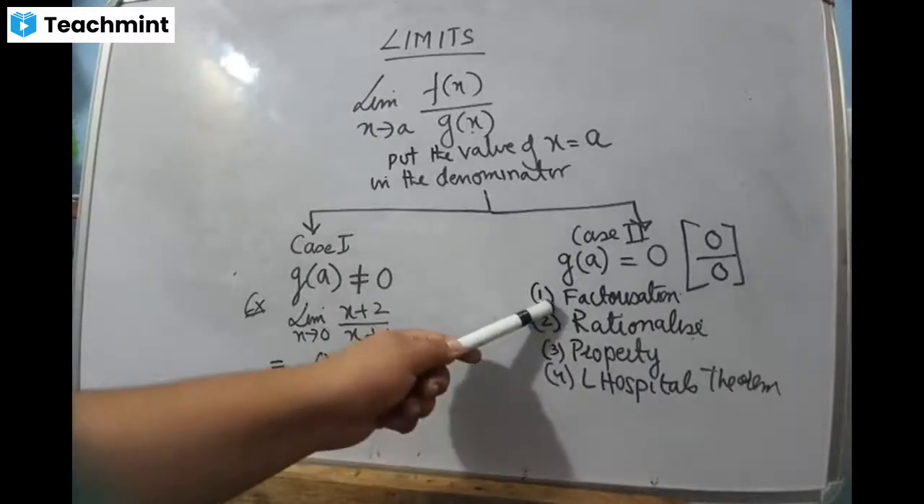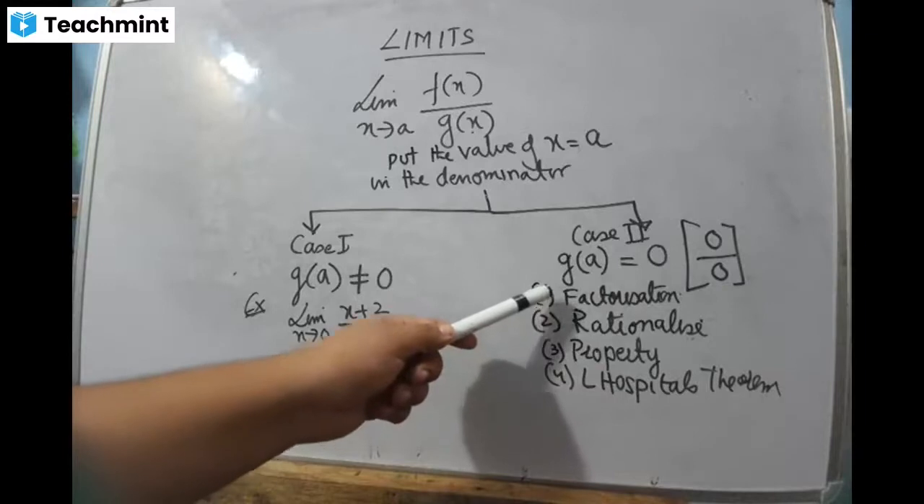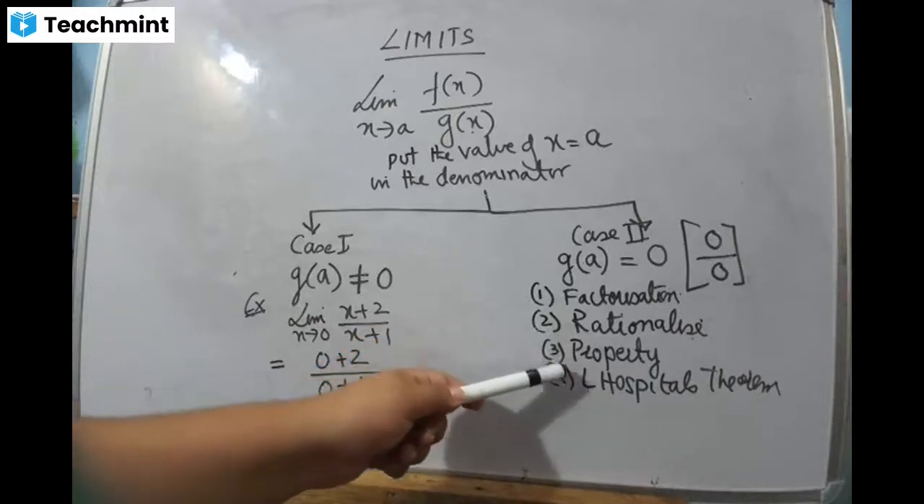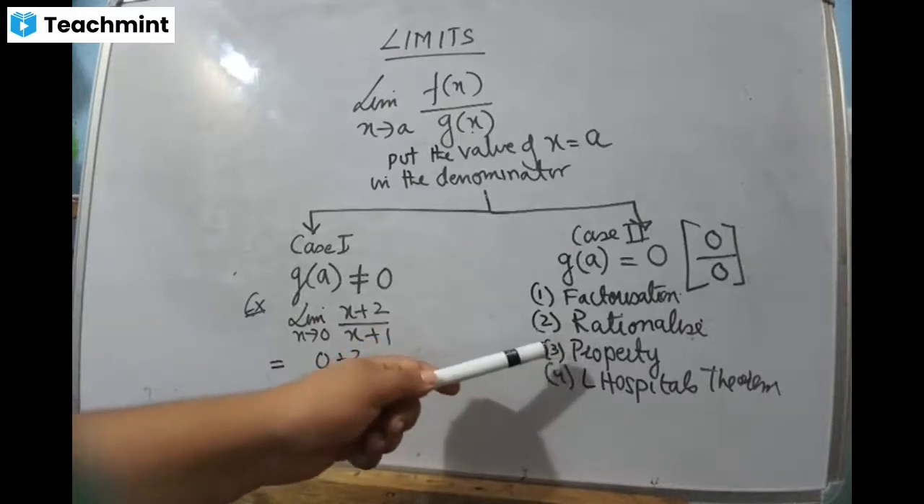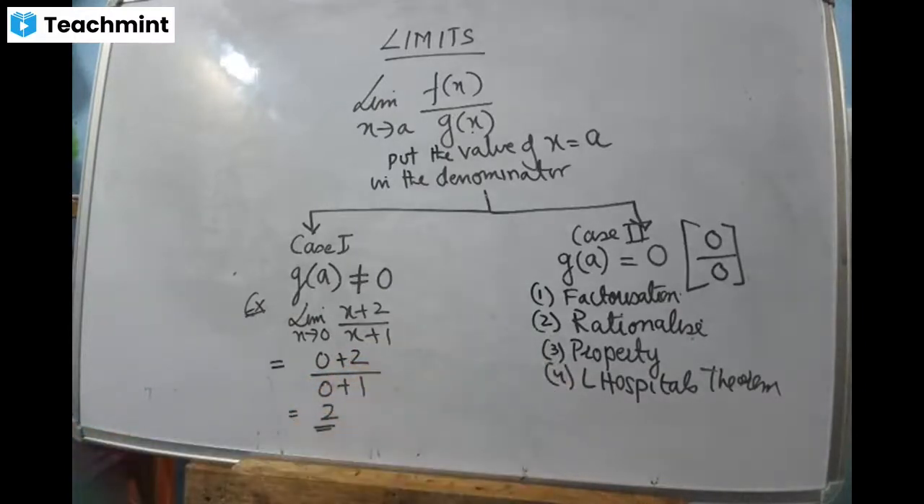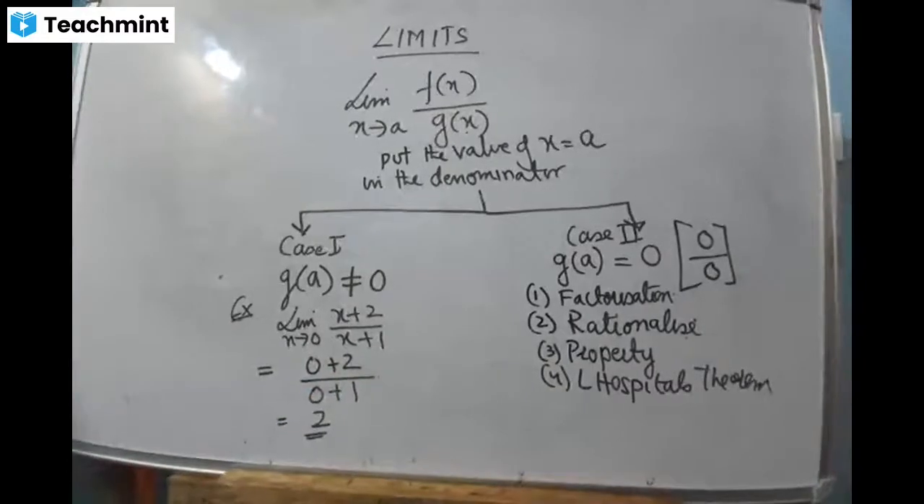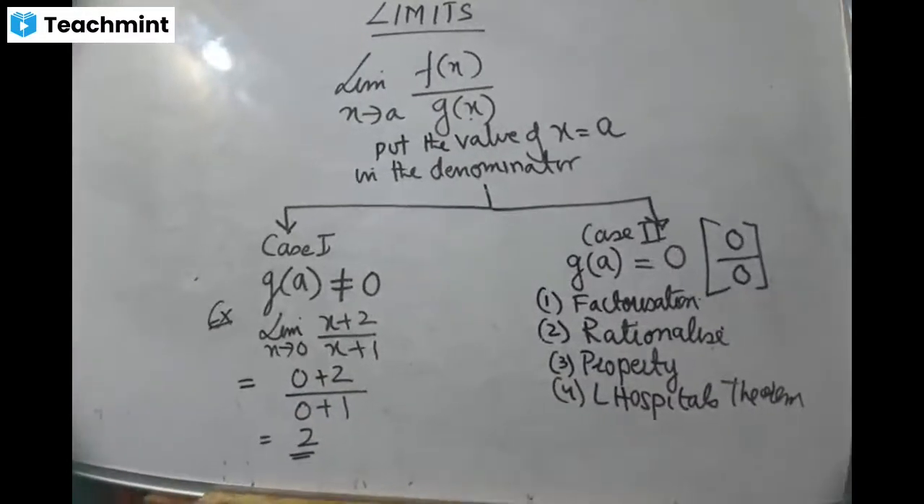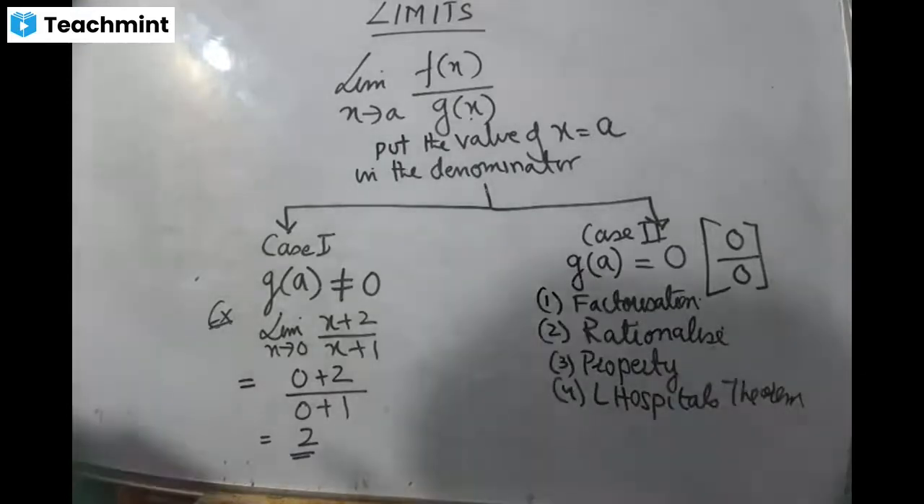Factorization means the formulas, that means middle term, a square minus b square, a cube minus b cube, those formulas. Rationalization, if there's a square root. And the third one is properties. There are 5 properties. I'm going to teach you how to use that. And the fourth one is L'Hospital's theorem. So please take a screenshot of this, everyone. Now you'll understand this topic clearly when I give few examples. So I hope you have taken a screenshot of this.